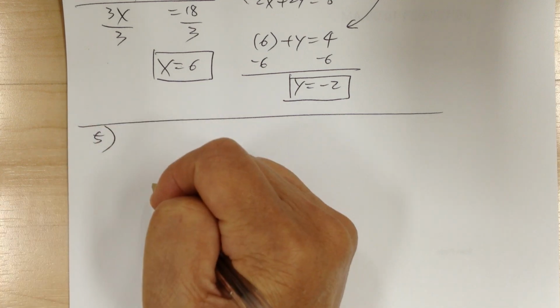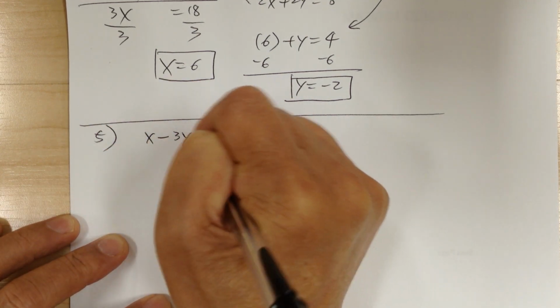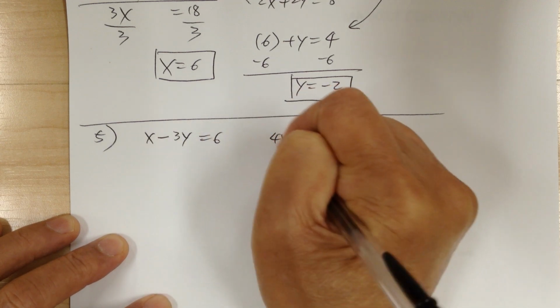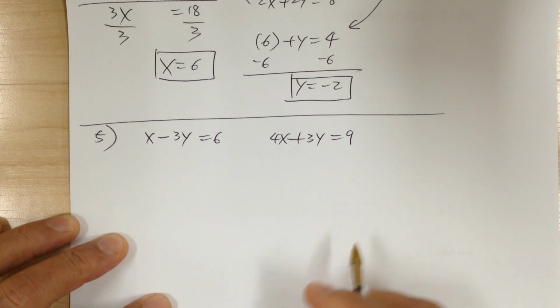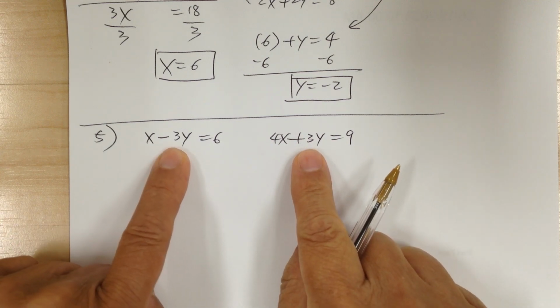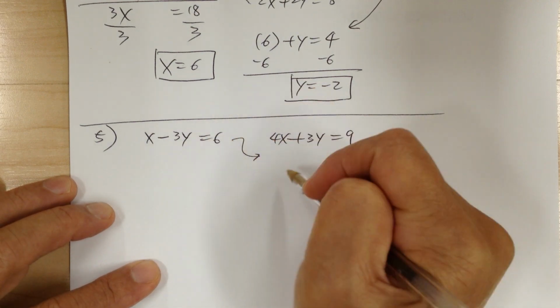Okay, number 5. Here you have x minus 3y equal to 6. And you got 4x plus 3y equal to 9. Okay, so this is kind of nice. The y is already opposite. So let's go and do that. Okay, I'm going to put this underneath.